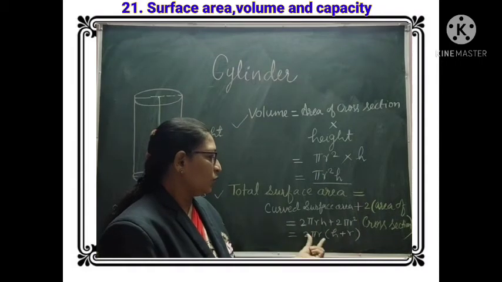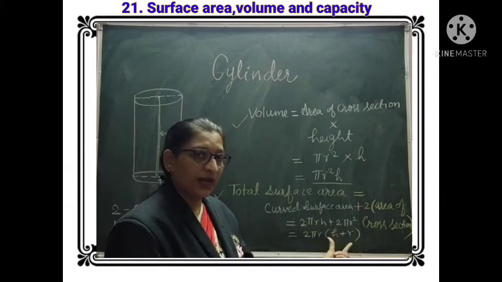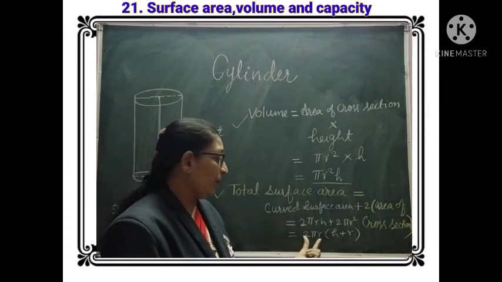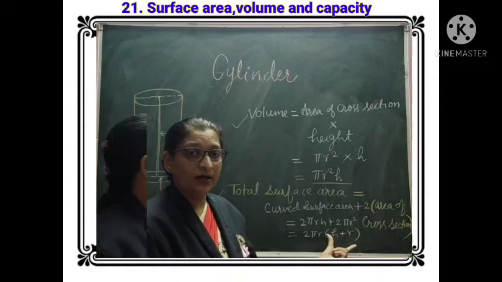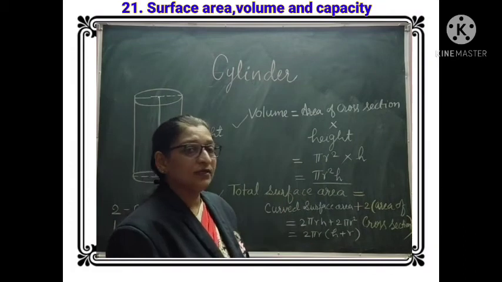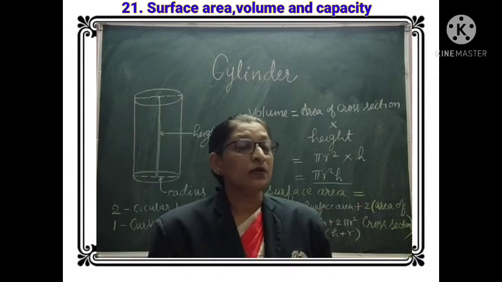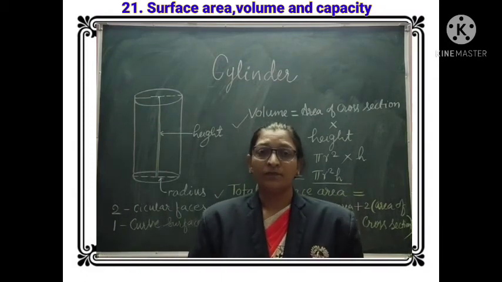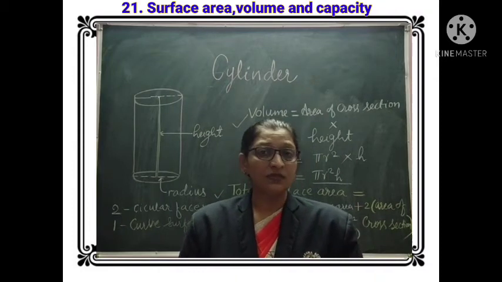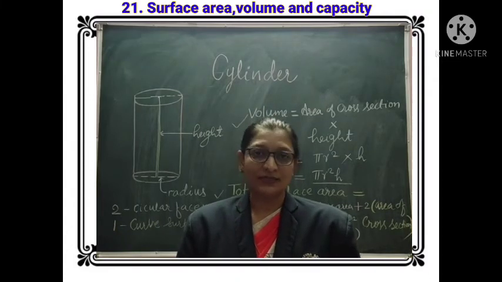Here 2 pi r is common in both the terms. So h plus r will remain in the bracket and so total surface area of a cylinder is 2 pi r into h plus r, while volume of a cylinder is equal to area of cross section into height, that is pi r square h. So based on all these formulae and some of the conversions of units which we have learned in the previous classes, let us go to solve exercises from this lesson.